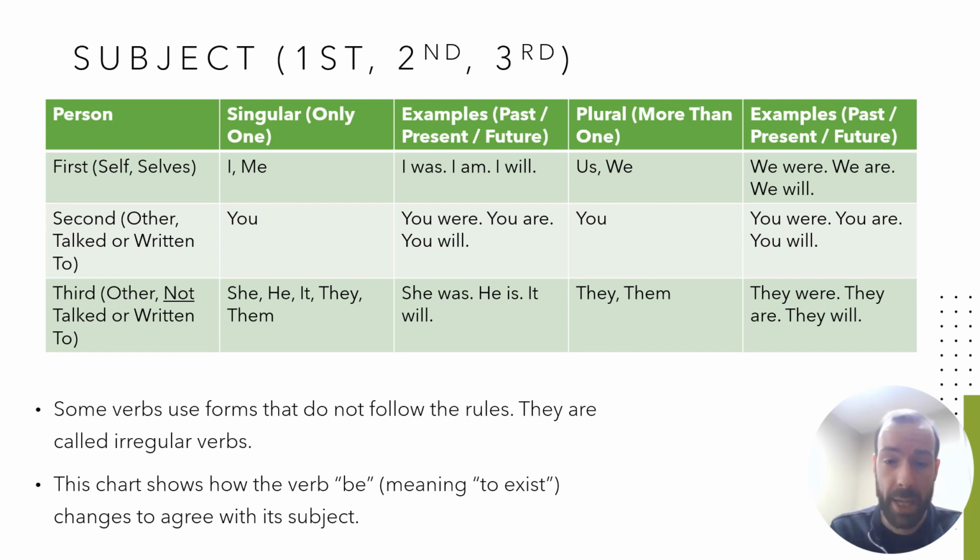If we're talking in the past, we say you were doing something. If we're talking in the present, we say you are doing something. And if we're talking in the future, we say you will do something.